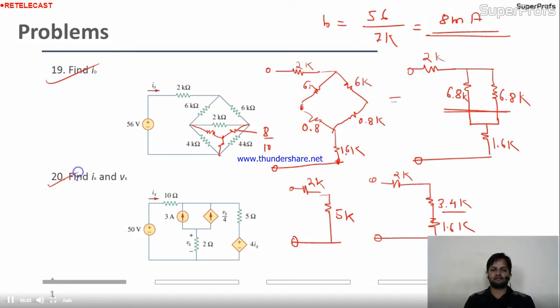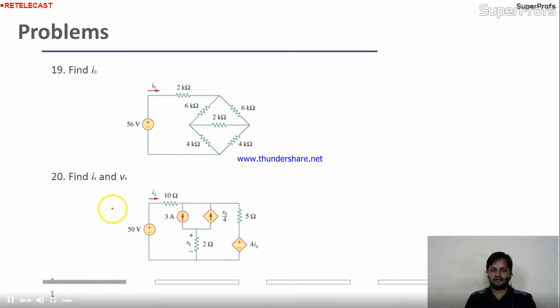So this is the last one of the chapter and I'll do it for you. Okay. First I'll erase things. Now come here. They're asking for the Ix and the Vx. Where is the Ix? This is the Ix. Who is depending on this Ix? This source is depending on this Ix. Where is the Vx? Here is the Vx. And who is depending on this Vx? This current source is.